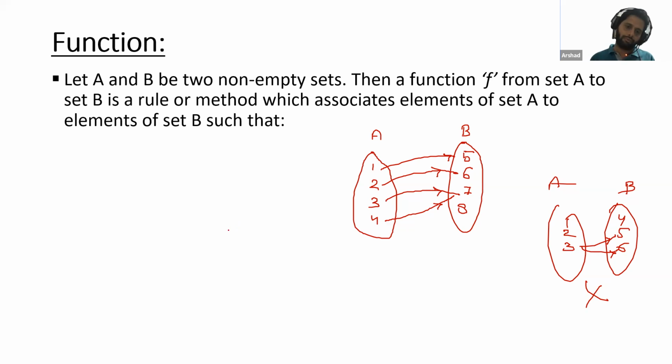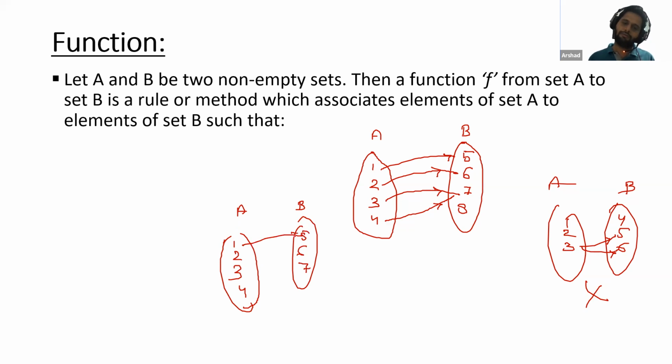Okay, Josefa, one more question. This is set A and this is set B. Okay, this is 1, 2, 3, 4. Here we have 5, 6, 7. 1 is related with 5, 2 is related with 5, 3 is related with 5, and 4 is related with 5. So Josefa, can you tell me that this is a function or not?